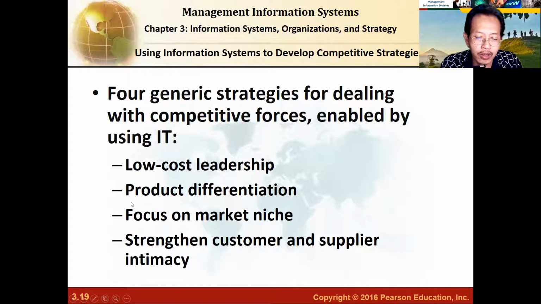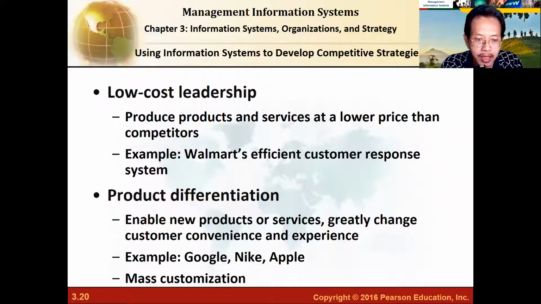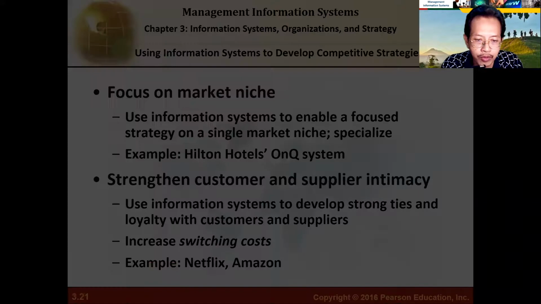And then focusing on niche markets, small but specialized markets. How do you reach them using information systems? Also, how do you strengthen your relationship with customers and suppliers by using information systems? So these are the main 4 types of strategies. And how do you use information systems and information technology to support those strategies? And here's an example of all those 4 strategies.